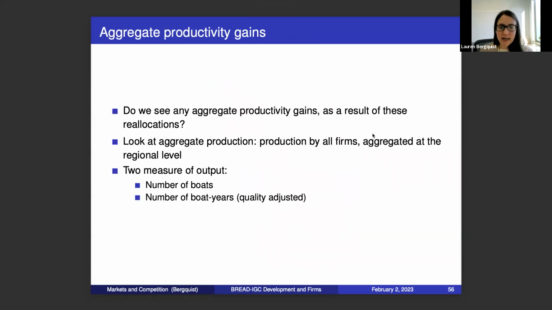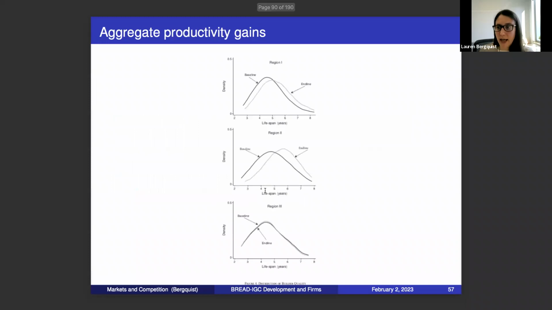They also asked, do we see any aggregate productivity gains as a result of this reallocation? So they're going to look here at aggregate production. This is production by all firms aggregated at the regional level. They'll look first to see if there are changes in the number of boats sold. They don't find any differences there. So the overall quantity of boats sold isn't changing, but the lifespan of these boats is changing. Okay, so if you look at baseline versus end line in region 1, you see this rightward shift, all along the distribution, improvements in the years of the boats. Okay? Same for region 2, these big increases, not much of a difference in region 3 where there are no cell phones.